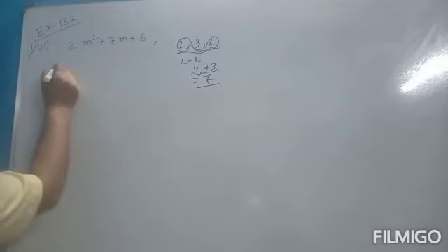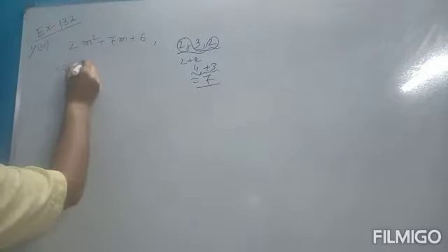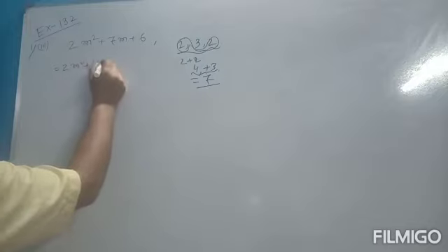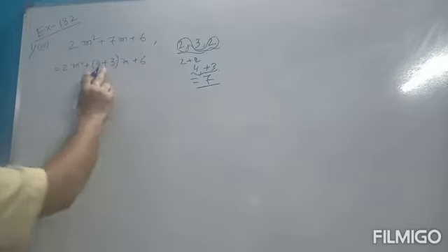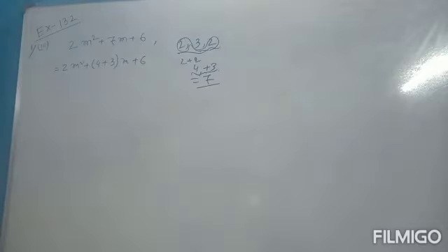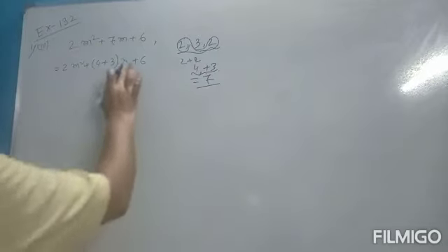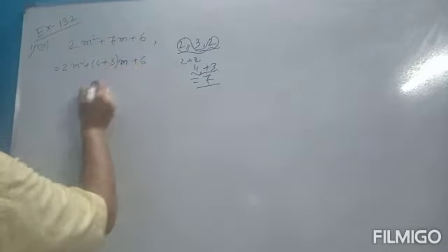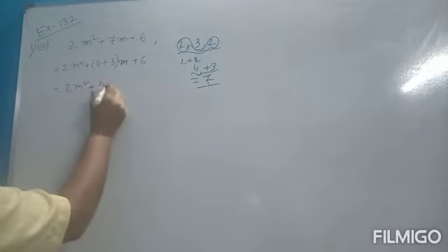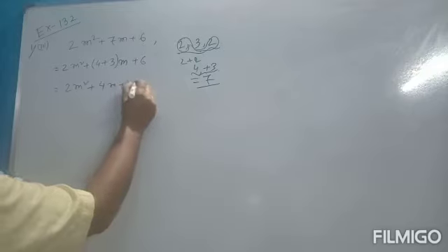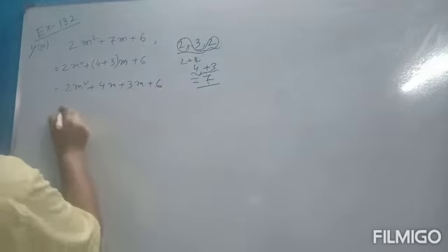So convert it in this way, 2 into m square plus 4 plus 3 into m plus 6. Here we add these two factors. Why? Since the constant coefficient and the coefficient of m square are in the same sign, we add this. That equals 2m square plus 4m plus 3m plus 6.